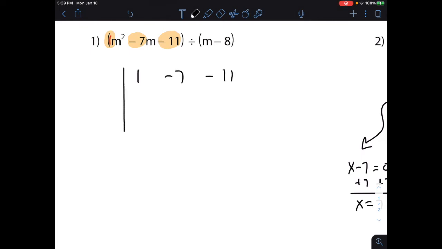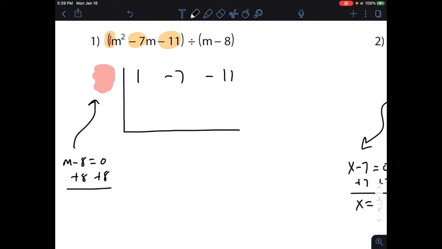I'm going to draw my upside down division symbol, and then I need to find a number that goes right there. I think I used red. I probably ought to use red again just to be consistent. I'm going to find a number that goes right there, and I'm going to find that by setting the binomial that I'm dividing by equal to 0. So this is m minus 8 equals 0. Add 8 to both sides. So m equals 8. Okay, so we have m equals 8, so I'm going to put an 8 there.